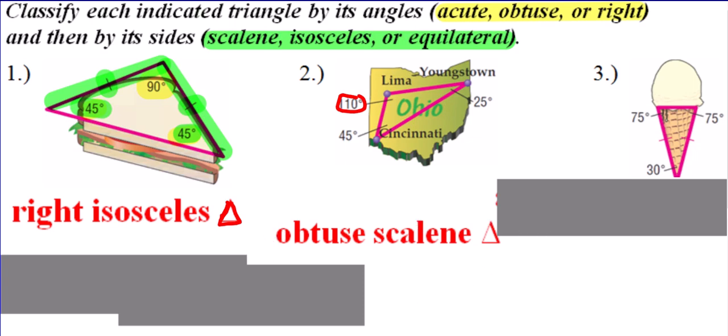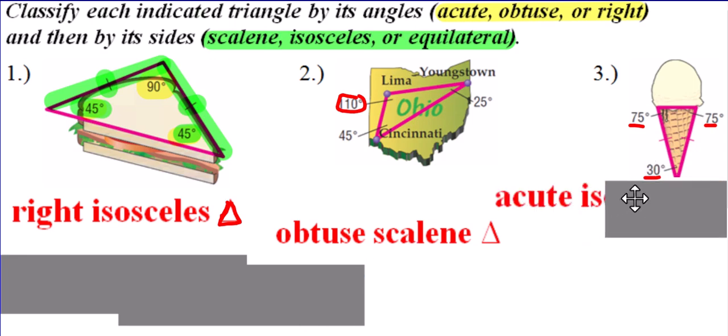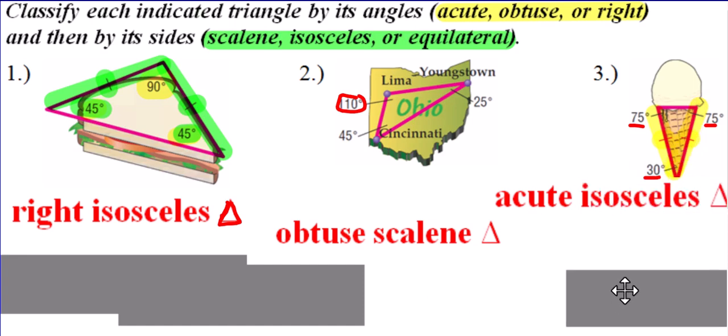And then problem number 3. All 3 angles, all 3 of them, are less than 90 degrees. So that makes this an acute triangle. And since 2 of the angles are both 75 degrees, that makes it isosceles. You might have also noticed that the left side and the right side have these little slash marks, trying to show you that the left side and the right side are congruent. So further proof that this is an isosceles triangle.